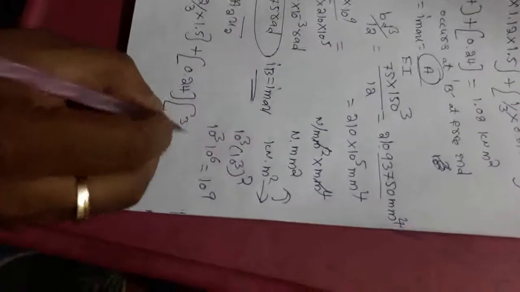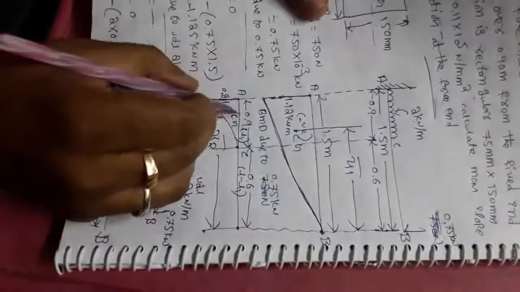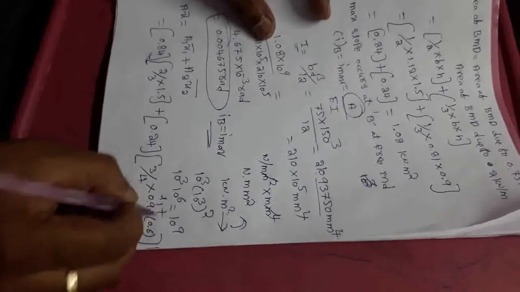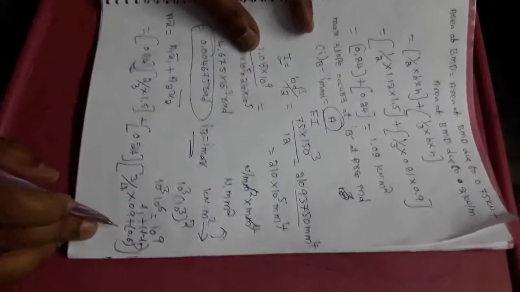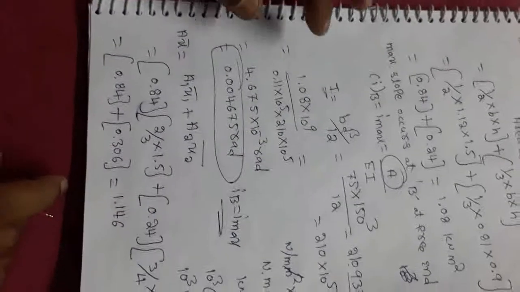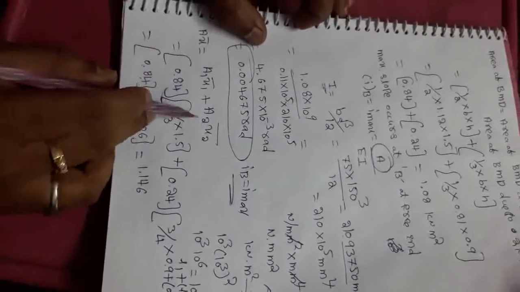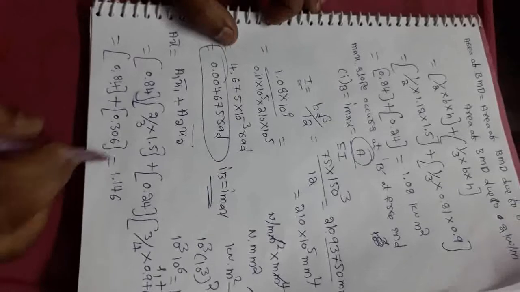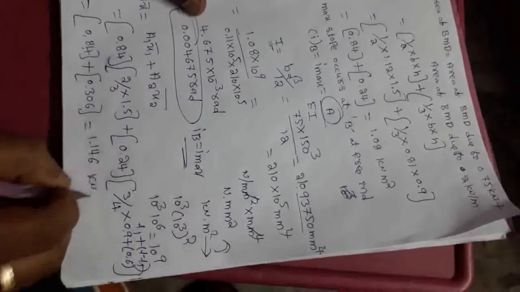This parabolic shape has the formula 3 by 4 into L1, where L1 is 0.9, plus L minus L1, which is 0.6. After simplifying these equations, you get A1 x1 bar equal to 0.84 and A2 x2 bar equal to 0.360, and A1 x1 bar plus A2 x2 bar equal to 1.146 kilonewton into meter cube is the answer.